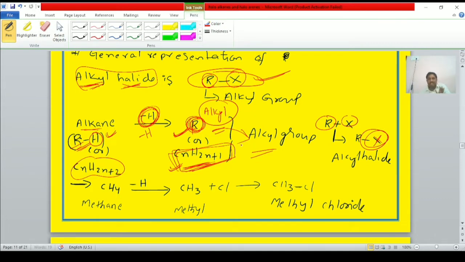That is about the introduction, students. What is an alkyl group? For example, methane loses one hydrogen to form a methyl group, because when an alkane loses one hydrogen it becomes an alkyl group; methane losing one hydrogen gives the methyl group. Methyl plus chlorine gives methyl chloride.